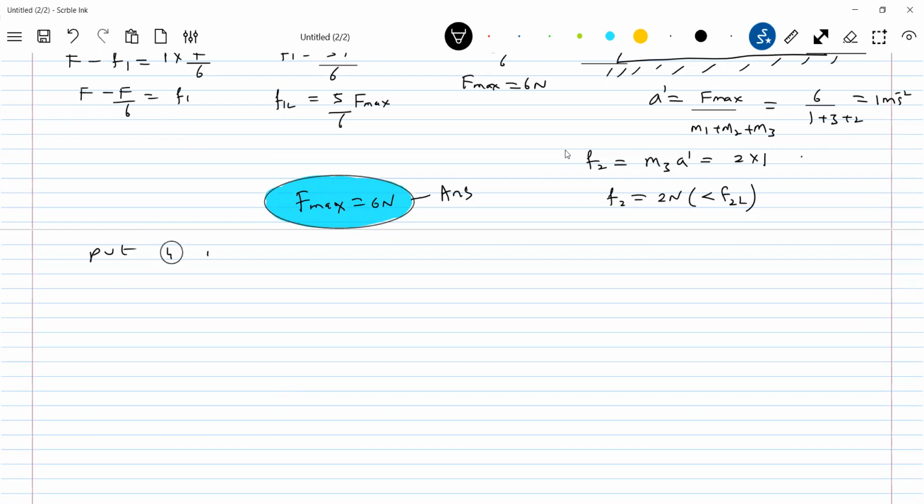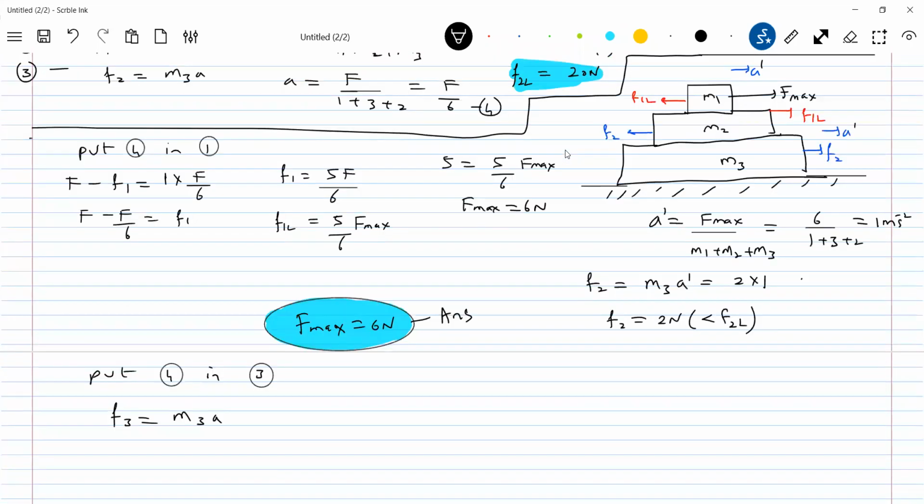Put 4 in 3. So what is equation 4? F3 equals M3 into A. I'm substituting that one. So when I substitute here, how much will I get? F by 6. And what is the value of M3? 2F by 6. So finally, how much will we get? This F is equal to 3 F3.